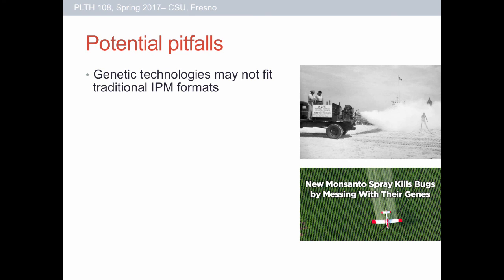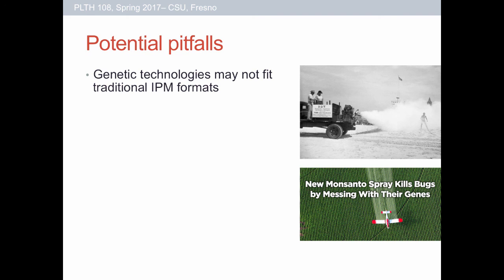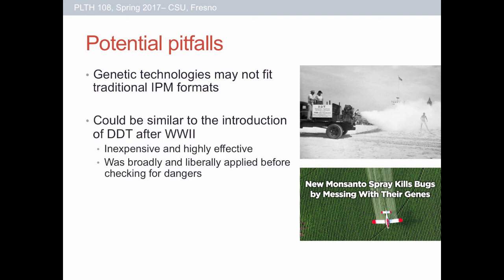So, just to move things along since we're running out of time, major pitfalls is that on one hand, genetic technologies may not fit really well into traditional IPM formats, in which case we might have to throw some IPM out the window in order to get them into the system. I think this is a relatively minor concern, being that most of these technologies are being introduced either as sprays or as modified plants, and so they kind of fit into the system pretty well, either in the paradigm of pesticides or of resistant plants.